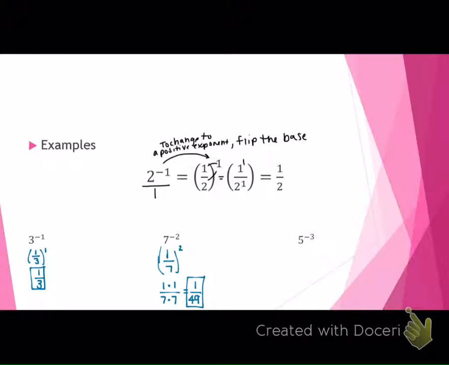Okay, Jacob, how would I do the last one there? 5 to the negative third. How many times do you have to multiply it? 3. Yeah. And then you multiply it that many times. So look at those and see if you have any questions.